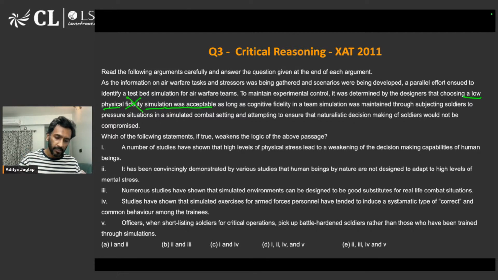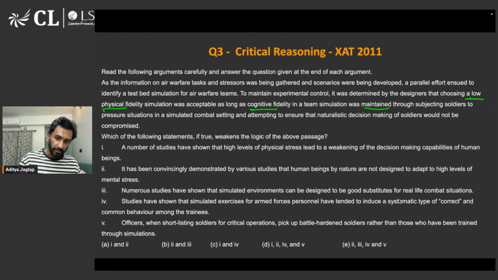The second parameter is about cognitive something has to be maintained. So the mental aspect of the experiment, that level has to be maintained. The physical level can be lower. So we have estimated the meaning of the word fidelity, which is some kind of level. The actual word would mean accuracy. Fidelity would mean accuracy, but we can also estimate its meaning by the process that I described. Okay, so parameter one is this low physical. Parameter two is that cognitive needs to be maintained.